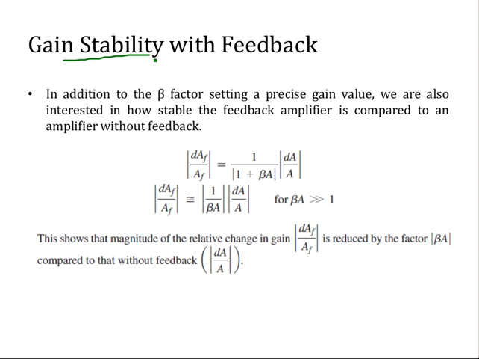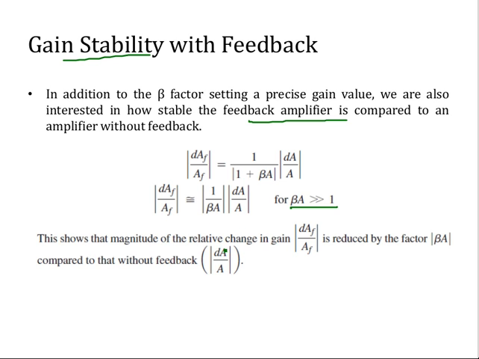Then what happens to the stability of gain with feedback? How stable the feedback amplifier is compared to an amplifier without feedback, that is what we are going to see. So with feedback, if you differentiate both left hand side and right hand side, you see dAF/AF = 1/(1 + beta A) dA/A. For beta A greater than 1, this term will be 1/(beta A) dA/A.